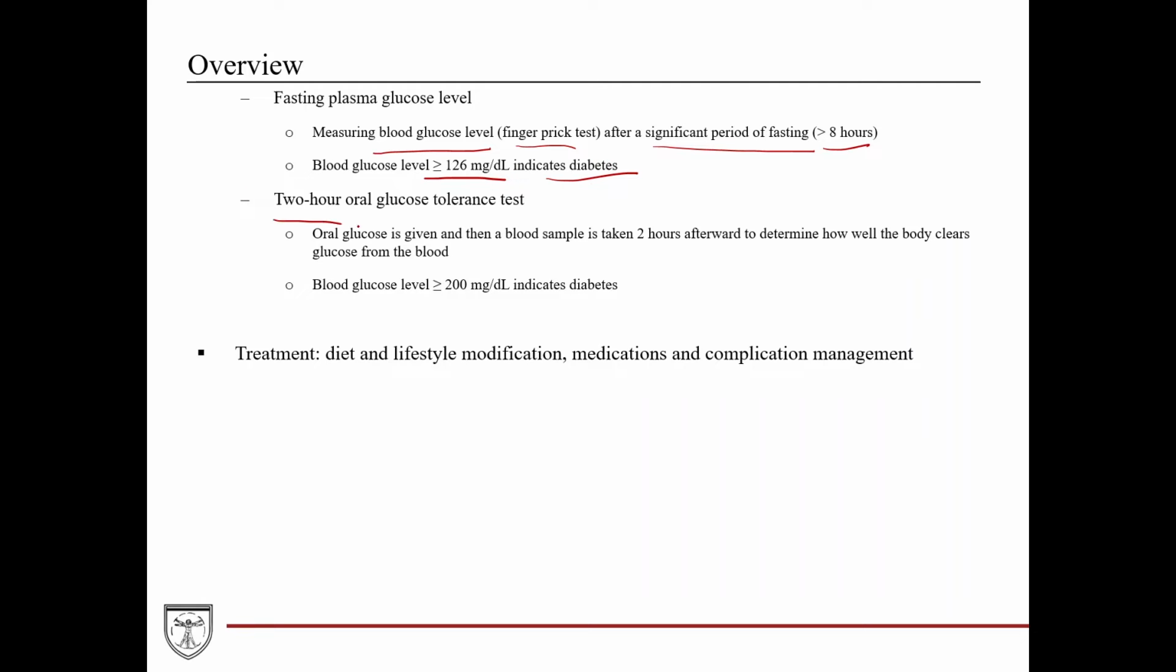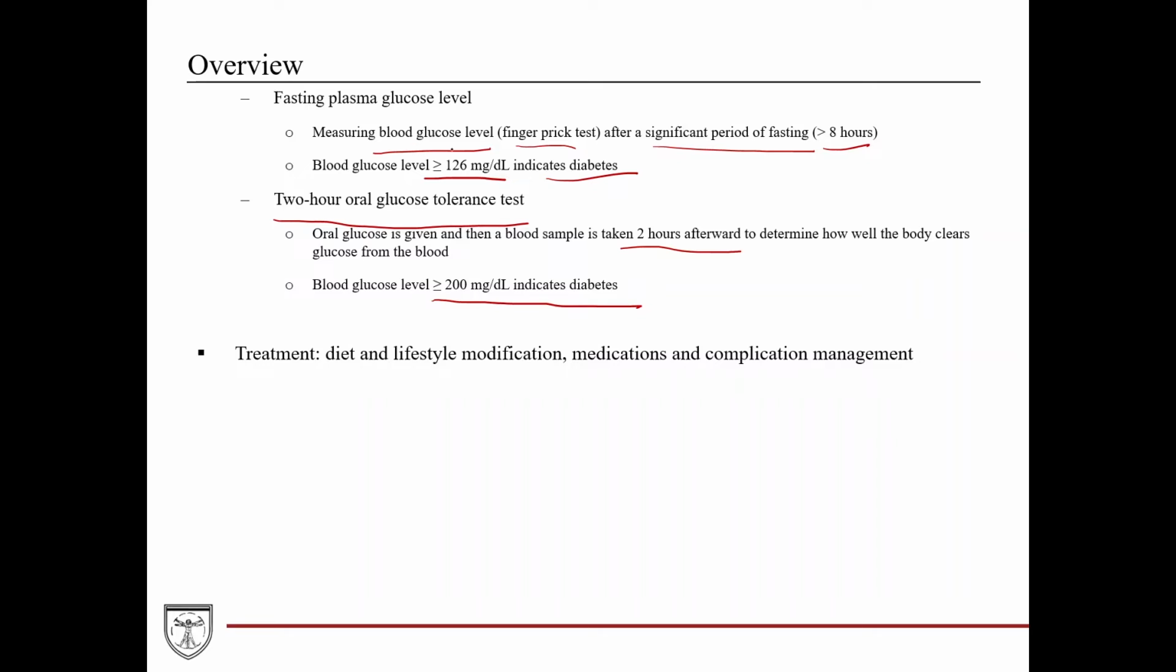The other thing you can do is the 2-hour oral glucose tolerance test. So you give oral glucose, then you take a blood sample about 2 hours after they've taken that oral glucose, and this determines how well the body clears that glucose from the blood. Now, if the blood glucose level in these patients is at 200 or higher, that's indicative of diabetes.